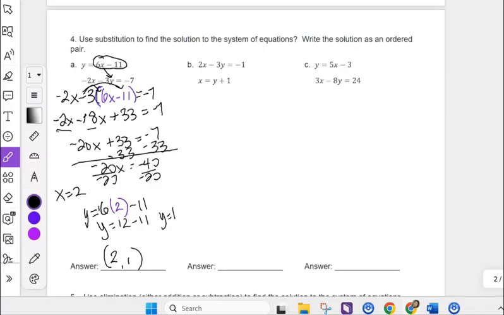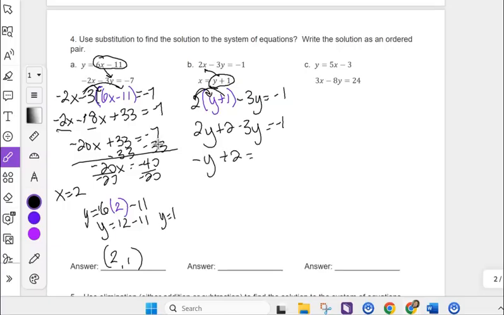Now on B, I have 2x minus 3y equals negative 1, x equals y plus 1. So I'm going to substitute this in for x. So I have 2 times y plus 1 minus 3y equals negative 1. So 2 times y is 2y, 2 times 1 is 2, minus 3y equals negative 1. 2y minus 3y is negative y, plus 2 equals negative 1.